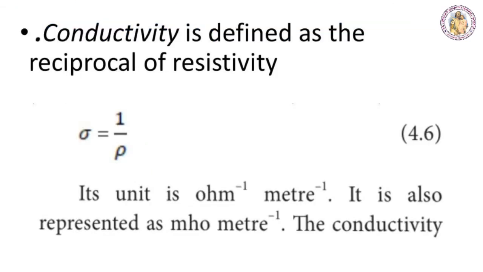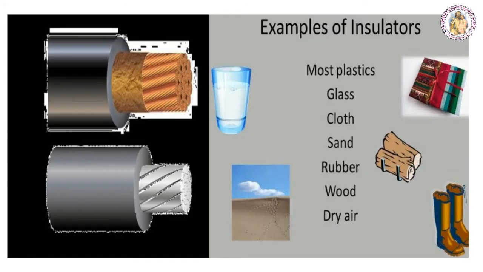What is conductivity? The reciprocal of the resistivity of a material is called its electrical conductivity. The conductivity symbol is sigma. Sigma is equal to 1 by rho. Its unit is ohm inverse meter inverse. It is also represented as mho per meter.